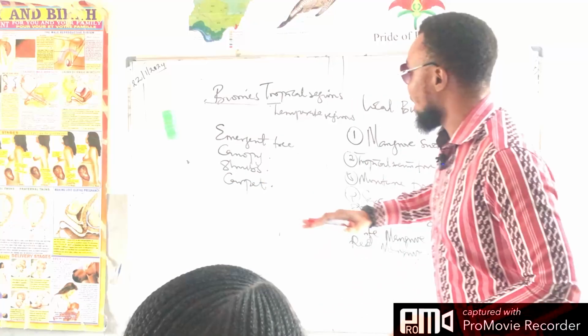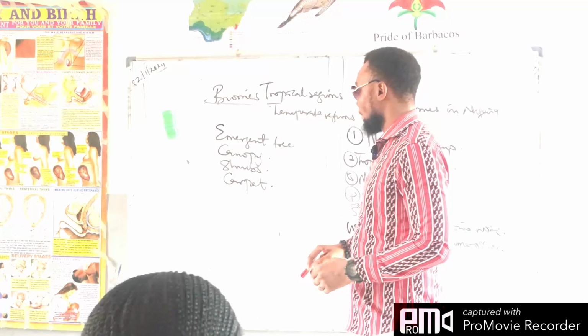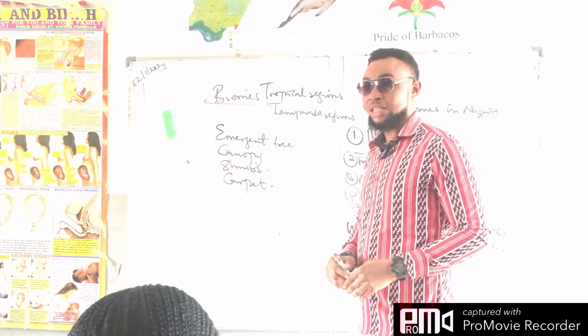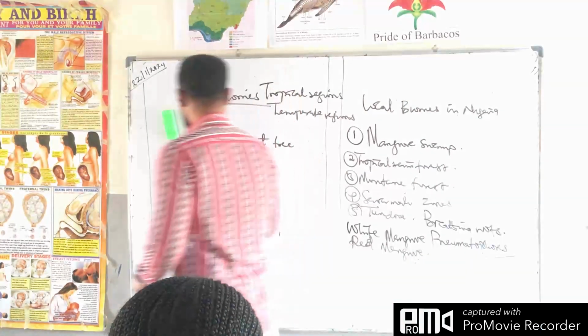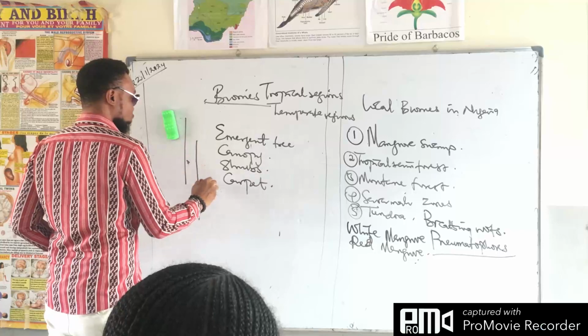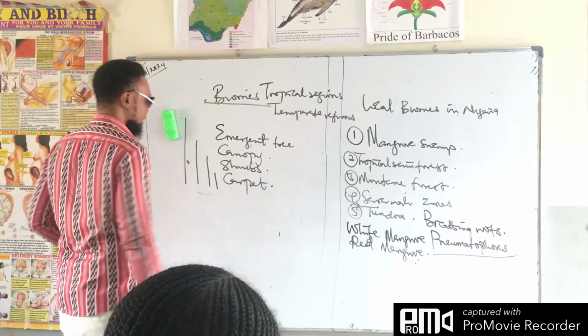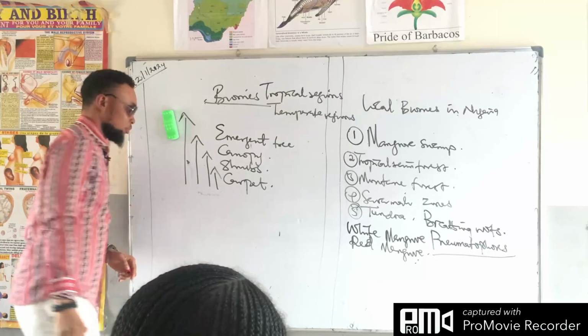In forest, we have emergent trees. Emergent trees are those trees that are the tallest in the forest. Let me use an example of height. Emergent is like this. Canopy is like this. Shrub is like this. Carpet is like this. You understand?